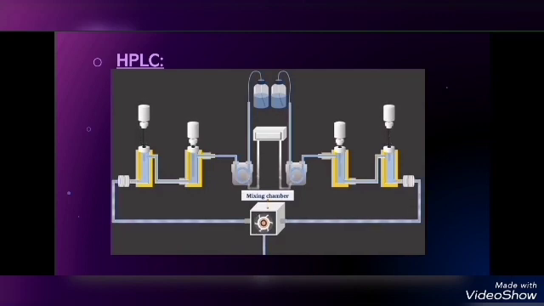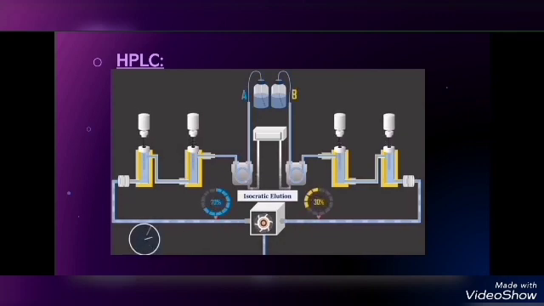HPLC analysis commonly uses isocratic or gradient elution. In isocratic mode, the mobile phase composition remains constant throughout the procedure, whereas in gradient mode, the mobile phase composition is changed during the separation process.